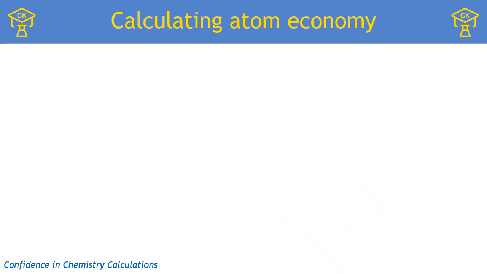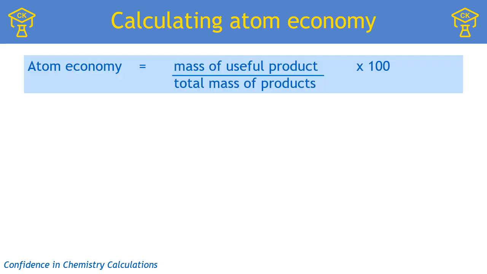So atom economy, like yield, is another calculation, and it's another one that is calculated as a percentage. So you need to make sure you get them clear in your mind and don't confuse them. It's calculated like this. The mass of the useful product, so in the previous example, titanium, divided by the total mass of all the products you make, and then times by 100 to make it a percentage. So it tells us about the proportion of useful things obtained compared to the reactants used.